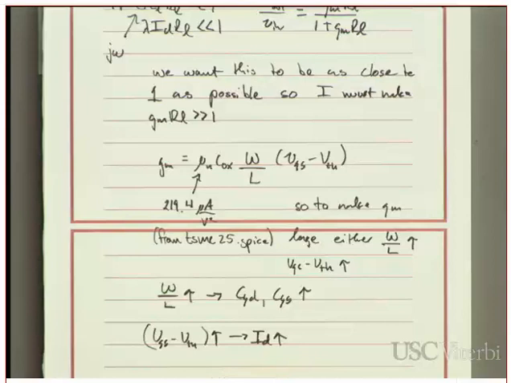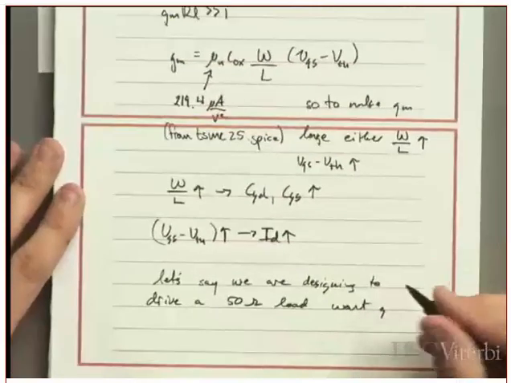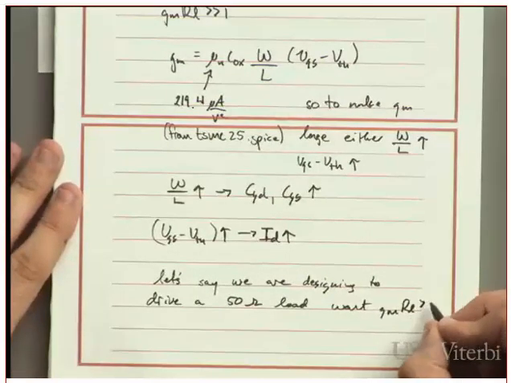So those are the two possibilities, but let's go ahead and say we are designing the circuit to drive a 50 ohm load. And again, we want GMRL much greater than 1.